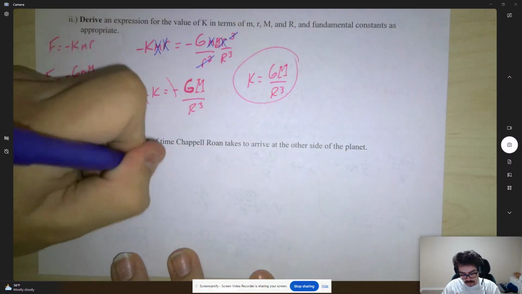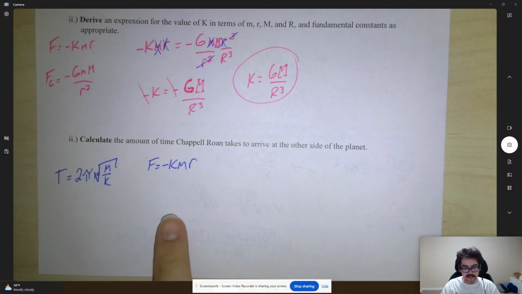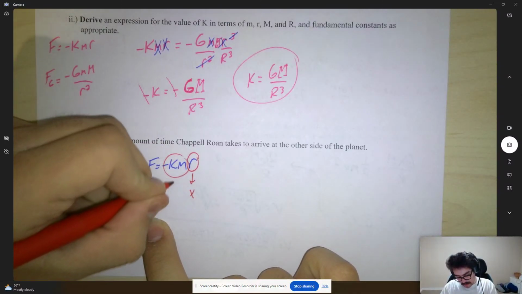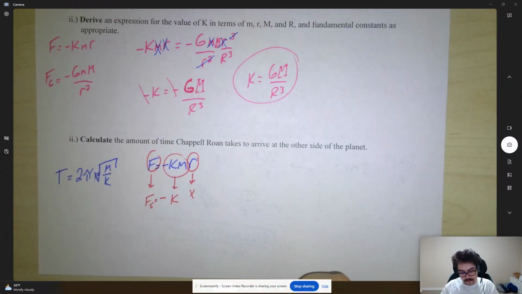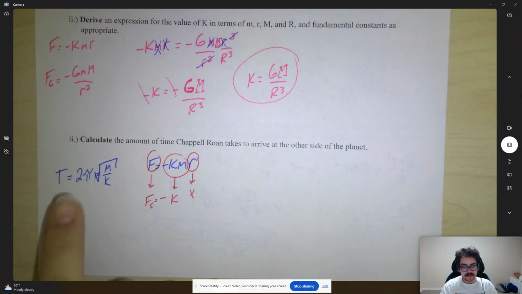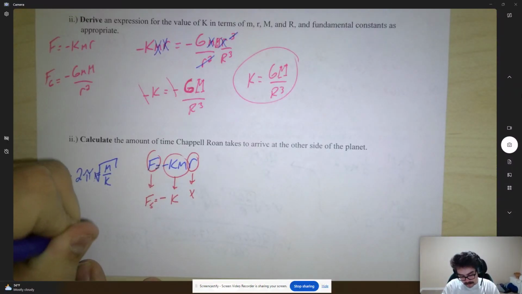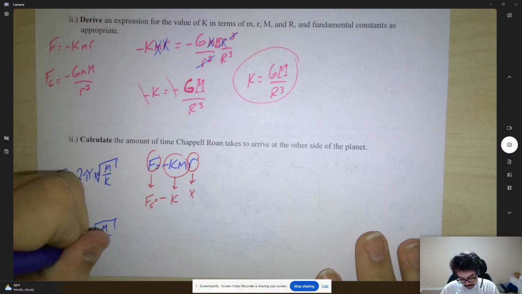If I have my force function, my force is negative k little m times r, then I can actually approximate this. R is my displacement from the center, right? This part right here is my displacement, so this right here is like my x. This part right here is like my negative k, and this part is like my spring force. Okay? So I can then say that the effective spring constant is negative k times m. Okay, so I can do T is equal to 2 pi times root m over negative k times m. I don't need the negative, I can just do km.